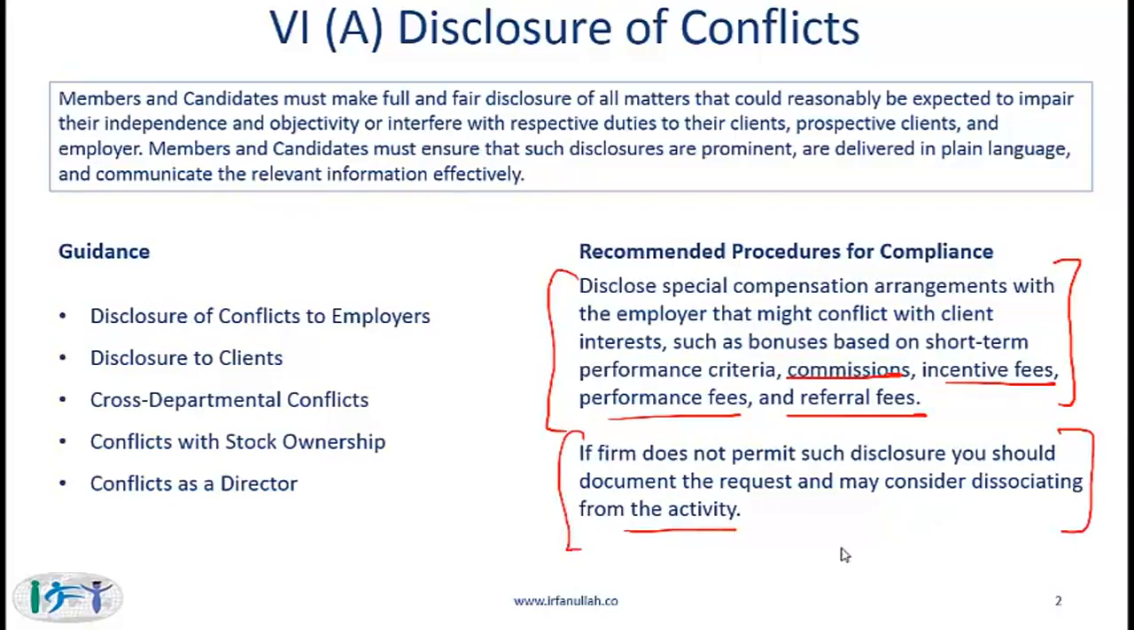I'll give you a simple example. Let's say that when you sell mutual funds to your clients, you get a 1% commission. And let's say that your firm does not allow you to disclose this commission. That would be a major problem, and in this case you may consider, in fact you should consider, either asking your firm to fix this problem. If that doesn't happen, then you should disassociate from this activity.